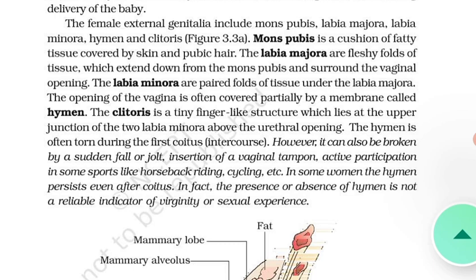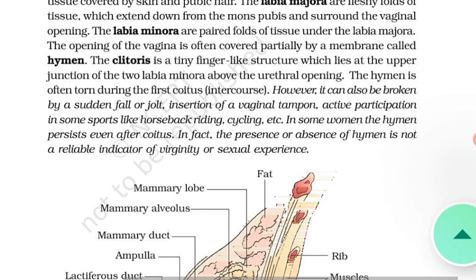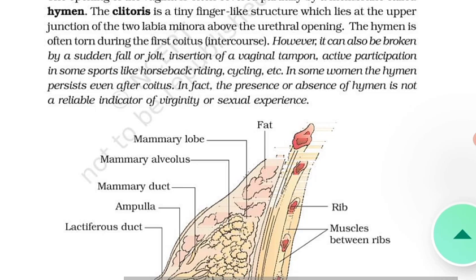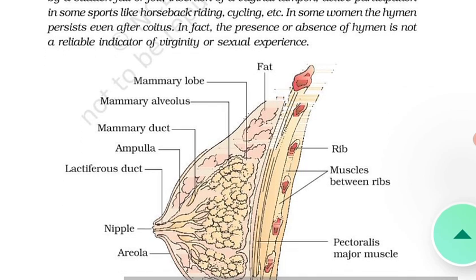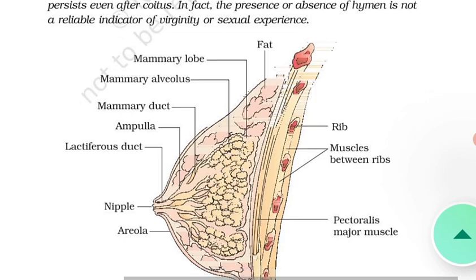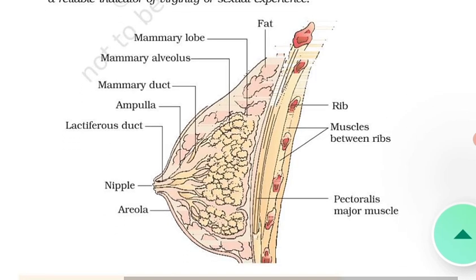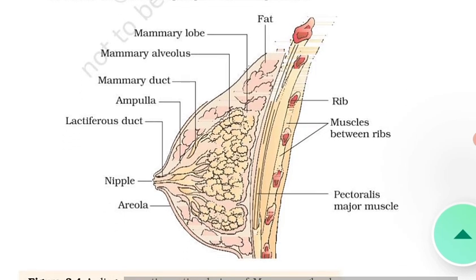क्या नहीं है? इंडिकेटर नहीं है. किसका? वर्जिनिटी और सेक्सुअल एक्सपीरियंस का. कौन नहीं है? हाइमन. ठीक है? क्लियर है? फेमस लाइन हो तो याद ही होगी. ठीक है? सो द नेक्स्ट वी आर प्रोसीडिंग फर्दर. यहाँ पे डायग्राम दिया हुआ है, डायग्रामेटिकल सेक्शनल व्यू ऑफ ममारी ग्लैंड.